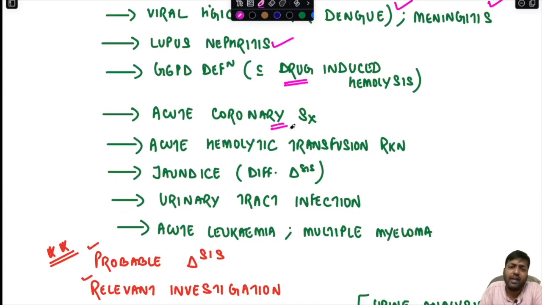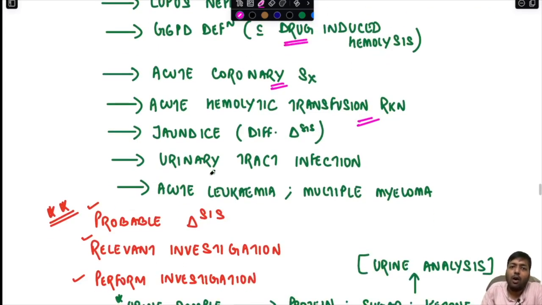Acute coronary syndrome can come, like a myocardial infarction case. Acute hemolytic transfusion reaction can come. Jaundice, different types of jaundice can come. You will be given a set of LFT values, and you have to write down what kind of jaundice it is, whether it is obstructive jaundice, hemolytic jaundice or hepatic jaundice. Now urinary tract infection is again very important. A slide can come from urinary tract infection, and a problem card can come for urinary tract infection. Acute leukemia, multiple myeloma scenarios can come.